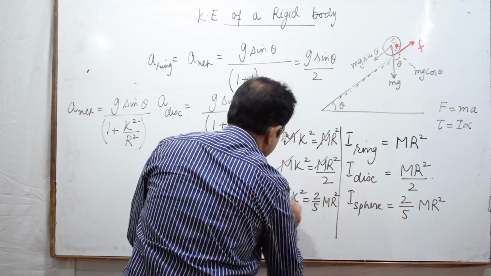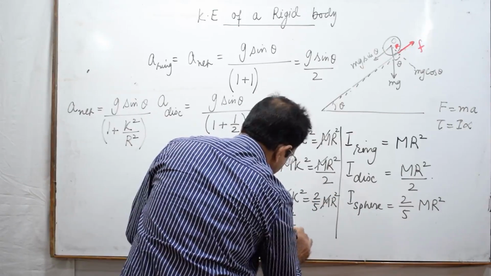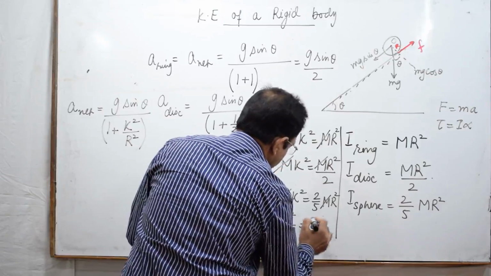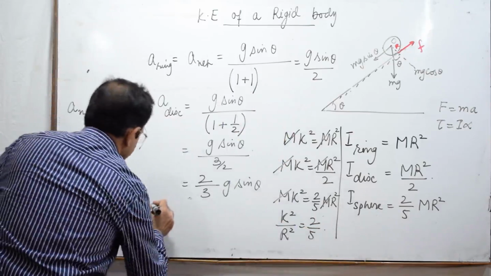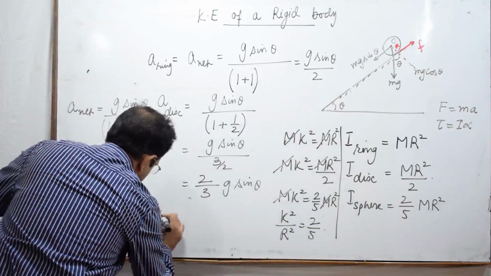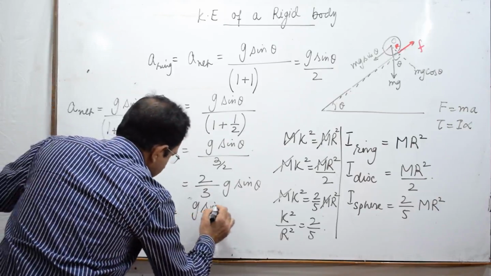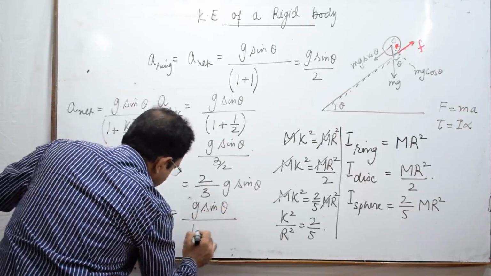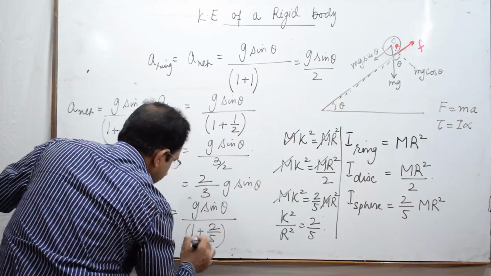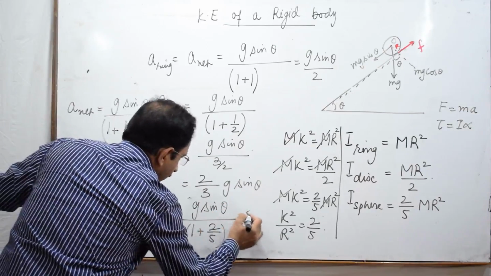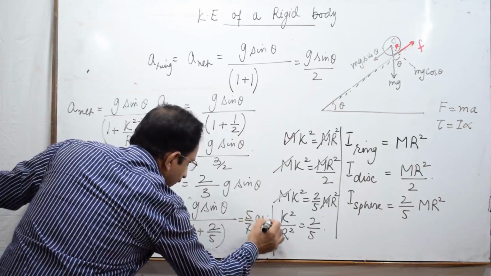So when you cancel out m and m, you will get k square by r square for a sphere is equal to 2 by 5. So what would be the value of acceleration for a sphere? For a sphere, this will be equal to g sin theta divided by 1 plus 2 by 5, that is 7 by 5, or it will be 5 by 7 g sin theta.